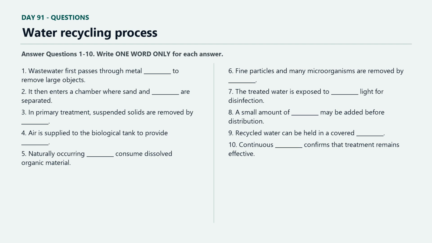Operators clean lamp sleeves and replace aging lamps because visible operation does not guarantee the required output. Ozone and chemical disinfectants are alternatives, and some plants combine methods to create further protection.